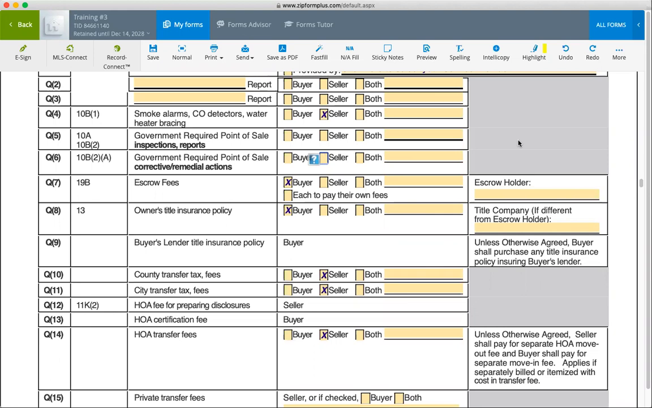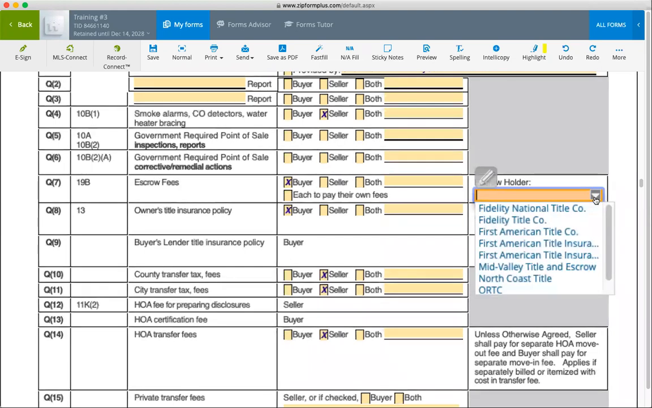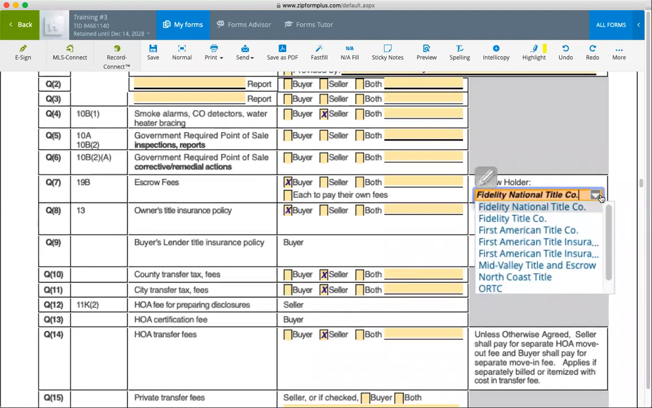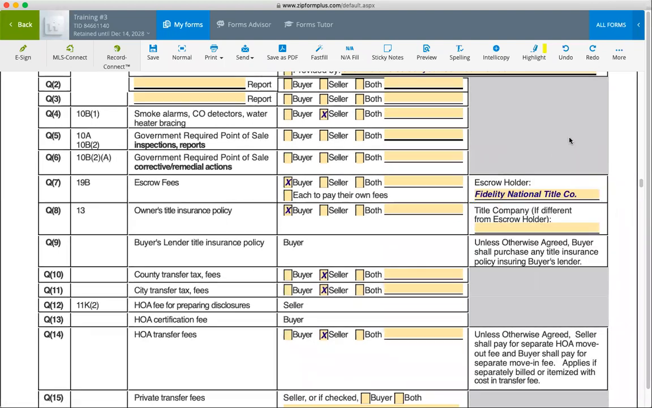No, I have a question. Since you're on this part of the page, for Q7 and Q8, under where it's got a line for escrow holder and title, do we just put the company there, or do we have to put the agent's name? No, just the company. Let me see if I have any drop down. Yeah, they've got all these in the drop down, actually. So whatever's in your area that you like to choose, just put the company name.